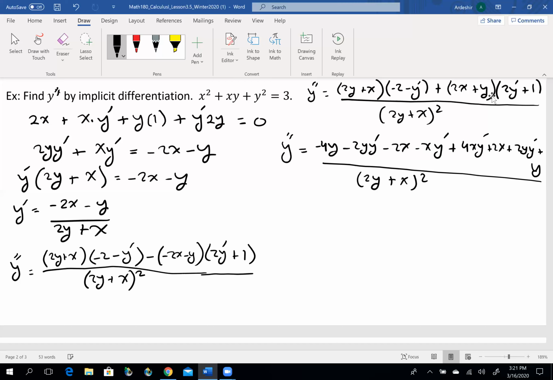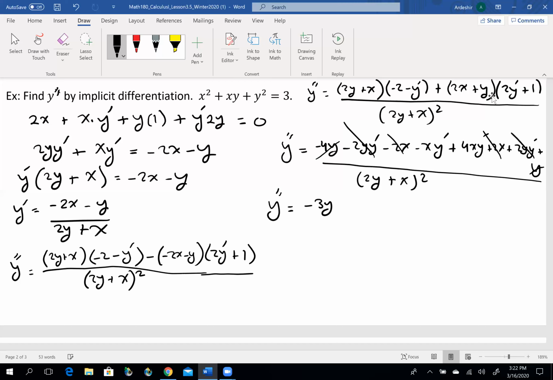So you guys can see that we can cancel something. Let's make it more clear. You see that negative 2y y prime and plus 2y y prime, they cancel out. Negative 2x plus 2x is 0, they cancel out. And then negative 4y plus y is going to be negative 3y. So y double prime is equal to negative 3y.